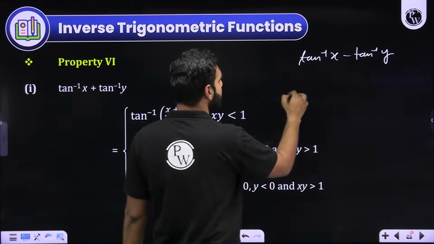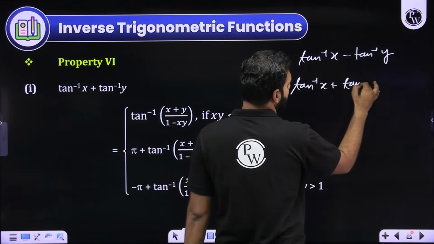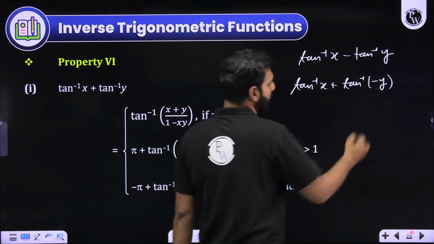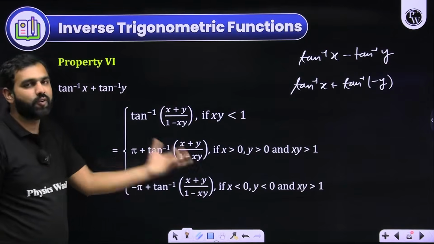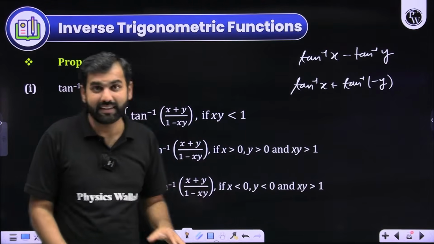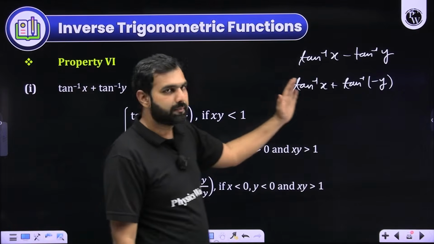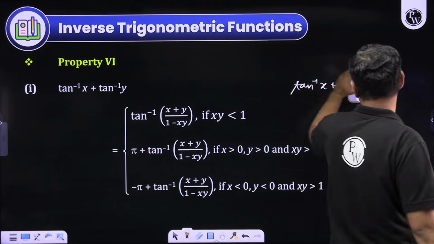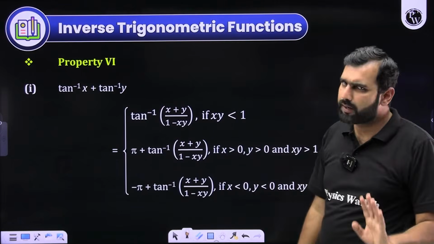What do I mean by that? Then use the property of tan inverse x plus tan inverse y, but instead of y, use minus y here. So as per the condition, you can apply the case and then you'll find the answer. But in that case also, you'll have to remember all the three variants of this formula. Did you get that part? So even if you don't remember tan inverse x minus tan inverse y, you could use these properties only. I hope you're understanding the point here.